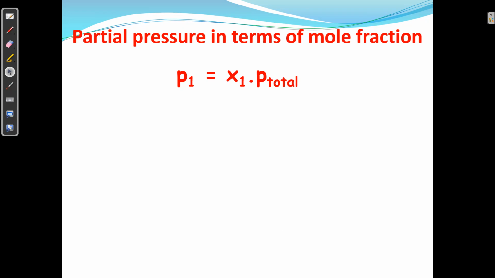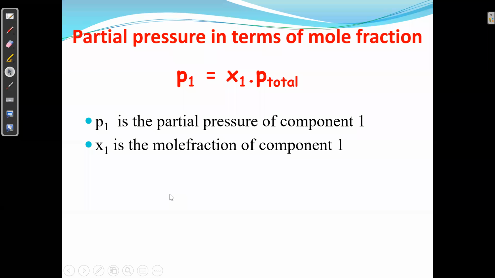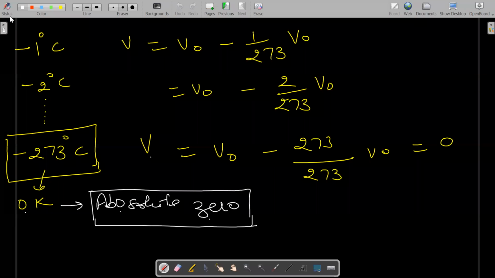So what are the applications of Dalton's law of partial pressure? The first application is the partial pressure in terms of mole fraction. The partial pressure of any gas can be calculated by multiplying the total pressure by the mole fraction of that gas. That means P1, the partial pressure of gas 1, is equal to the mole fraction of that gas times the total pressure. So this is the first application. Better, I can write it and explain again.